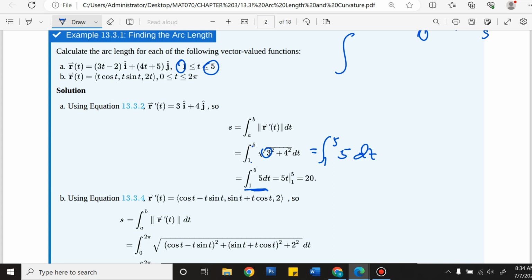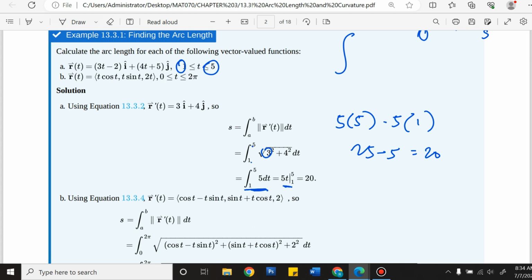Now, the integral of 5 is 5t. This is evaluated from 1 to 5. So, what we'll have is 5 times 5 minus 5 times 1. Then, we will have 25 minus 5. This is 20. Okay?